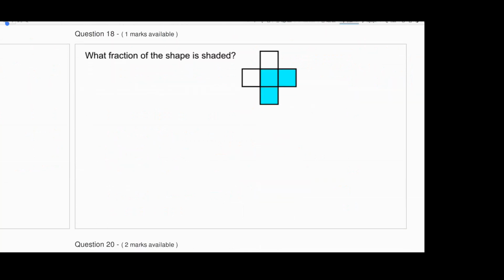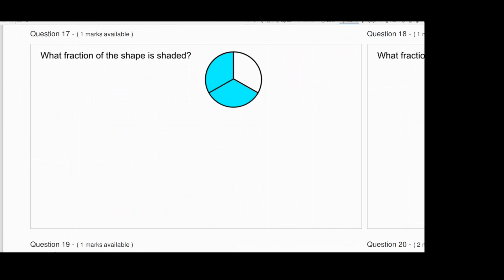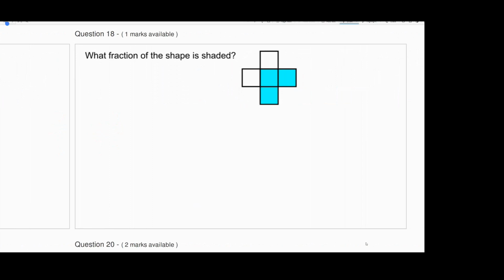I'll come back to it Thursday. So we'll do number 17. That's quite easy. What fraction of that is shaded? There's 3 pieces. 2 are shaded. That's just 2 out of 3. That's quite easy actually. But number 18. So what fraction of number 18 is shaded? We'll do the fraction and then we'll change that to a percentage. So firstly, for number 18, what fraction of that shape is shaded?